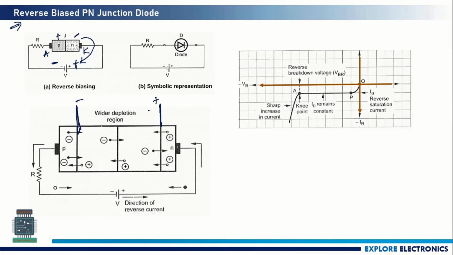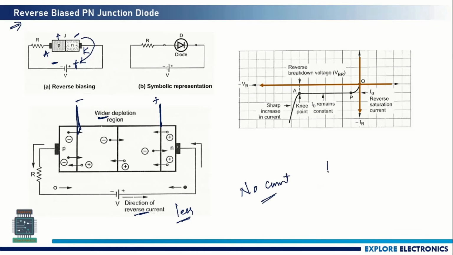Here the junction potential is increased, or the barrier is increased. Since the barrier is wider, there is no current flowing into the diode. That's why we say the direction of reverse current is this, and it is very less. So a very small amount of current flows in the reverse biased PN junction, and we say there is no current flow also. No current flow means it is a very less current.